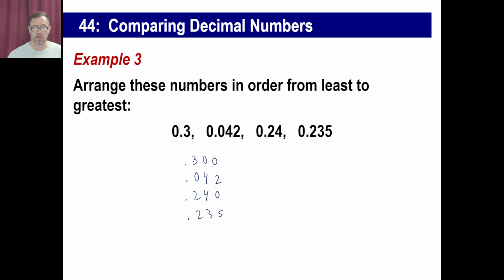There we go. Okay, all we need to do at this point is look at the first digit behind the decimal and see that 300 thousandths is more than 42 thousandths, and that's more than 240 thousandths, and that's more than 235 thousandths. So this is the one that is the biggest. The next one would be this one. The next one would be this one, and the very last one would be 42 thousandths. That's all you need to do.